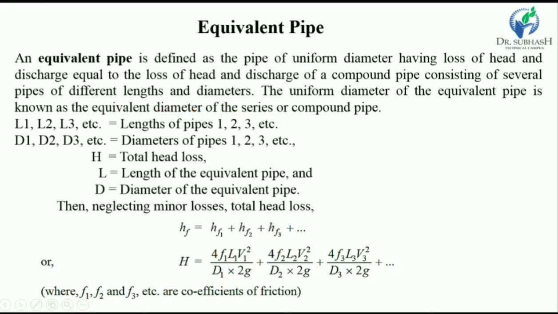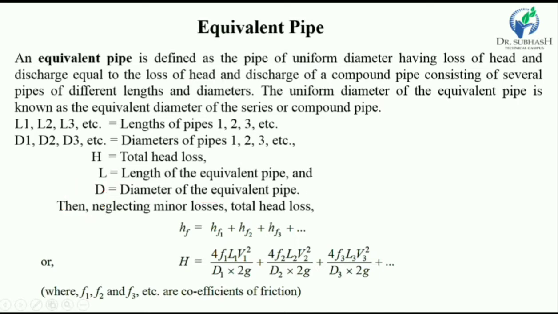Now the relation is developed for the equivalent pipe. First, consider the same example we took earlier for a series of pipes: three pipes in series. The lengths of the three pipes are L1, L2, L3. The diameters of these three pipes are D1, D2 and D3. Capital H is the total head loss. Capital L is the length of the equivalent pipe. D is the diameter of the equivalent pipe.